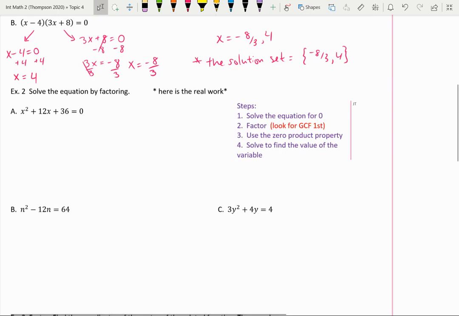All right. Step 2, factor. Now, when I factor, the first thing I'm going to do is look for the GCF, and then I'm going to rely on my box method. So if you printed these notes, I have a little addition in red here. Look for GCF first. That's just a little reminder. Step 3, I'm going to use the zero product property like I did above in example 1, and then solve to find the value of the variable. Or technically, I guess I could have apostrophe S here because I could have variables.